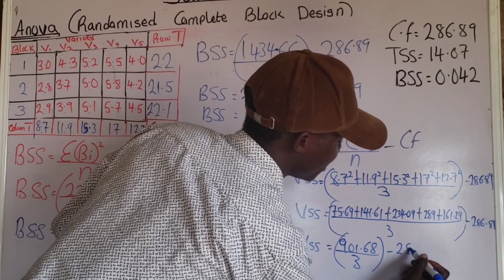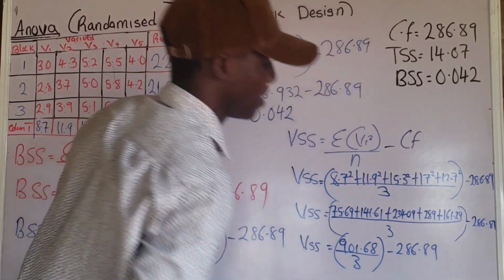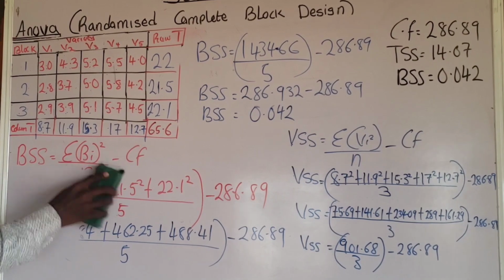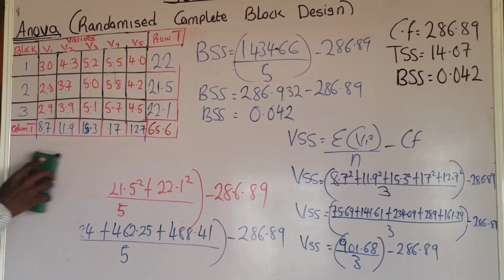Minus 286.89. Please, do you understand it to this point? If you didn't understand, kindly listen to the explanation again, okay? Now, I want to erase, since we are done with block sum of squared, I'm going to erase block sum of squared. You understand? So I'm going to erase this. Let's erase this so that there will be space to calculate the variety sum of squared. Okay?